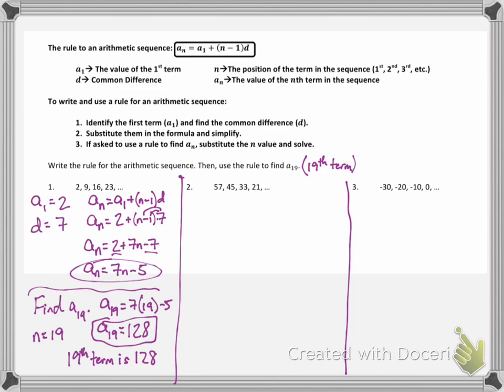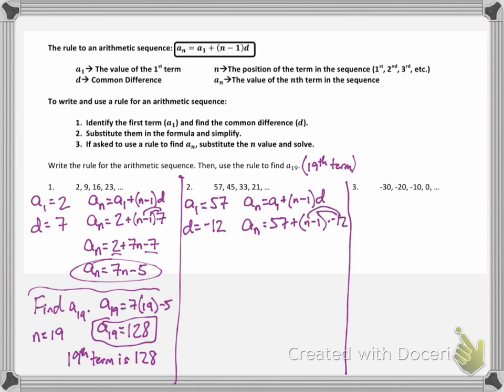So number 2, we're going to identify again first term, common difference. So the first term is 57. Common difference, you have to subtract by 12 to get from one number to the next. So my difference is negative 12. So let's go ahead and write out our formula. Let's plug in, again, first term here, that A1 and D.